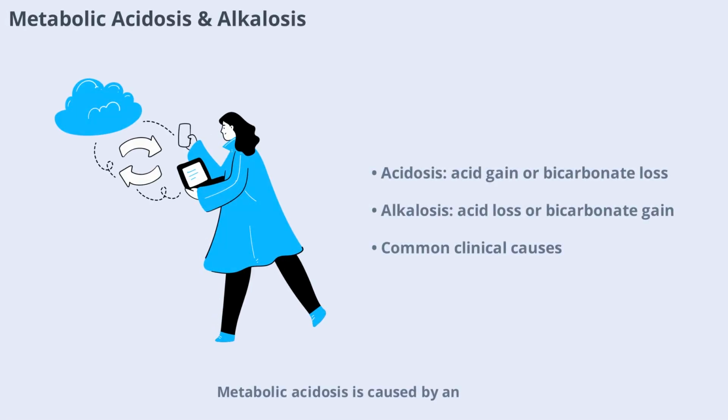Metabolic acidosis is caused by an increase in acid or loss of bicarbonate, often seen in conditions like diabetic ketoacidosis or severe diarrhea. Metabolic alkalosis, on the other hand, results from excessive loss of acid or gain of bicarbonate, such as with prolonged vomiting or overuse of antacids. Understanding the underlying cause helps guide appropriate treatment.